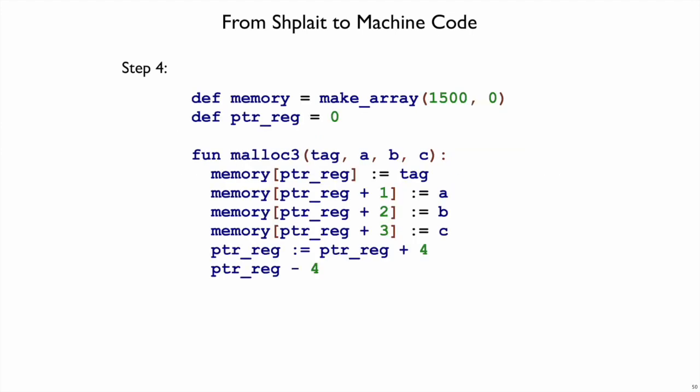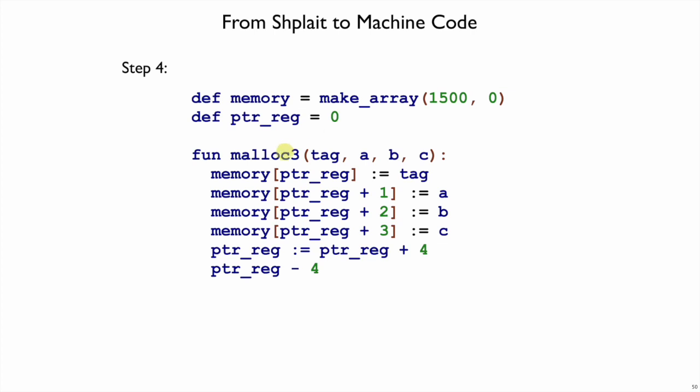We implement our malloc and ref functions by having our own representation of memory. So memory here is going to be an array of 1500 numbers, where all the numbers are initially set to 0. And to allocate memory, we need a register that represents our allocation pointer. So we're going to initialize our allocation pointer to memory address 0.